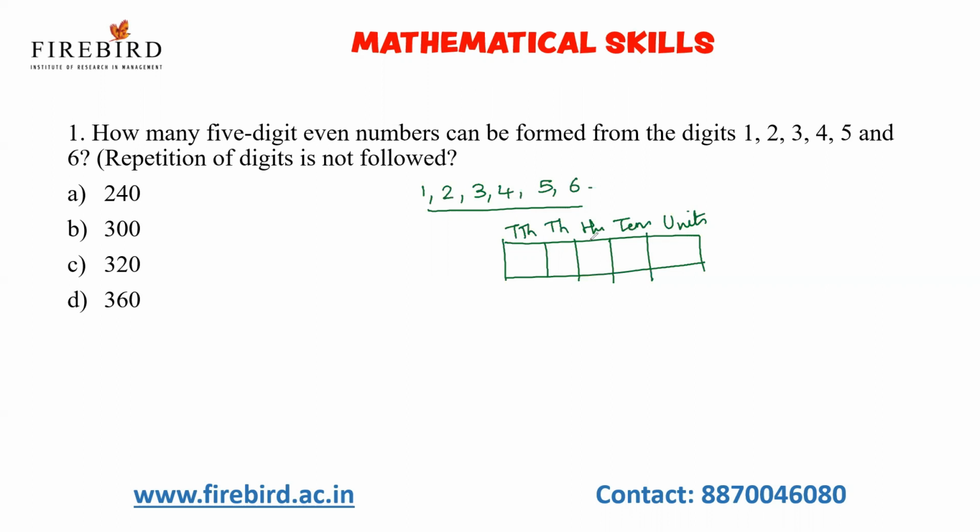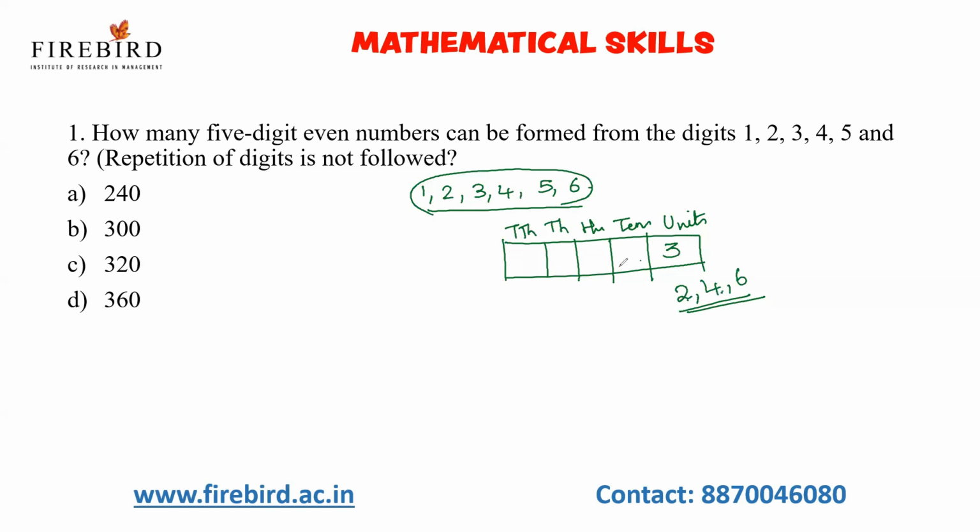If my target is a 5-digit even number, the unit digit should be an even digit, right? So out of these 6 digits, the unit digit can be 2, 4, 6. And the number of possibilities? 1, 2, 3. 3 possibilities are there to fill the units place. Out of these 3 possibilities, I can fill any one only. In the box, I'm writing the number of possibilities.